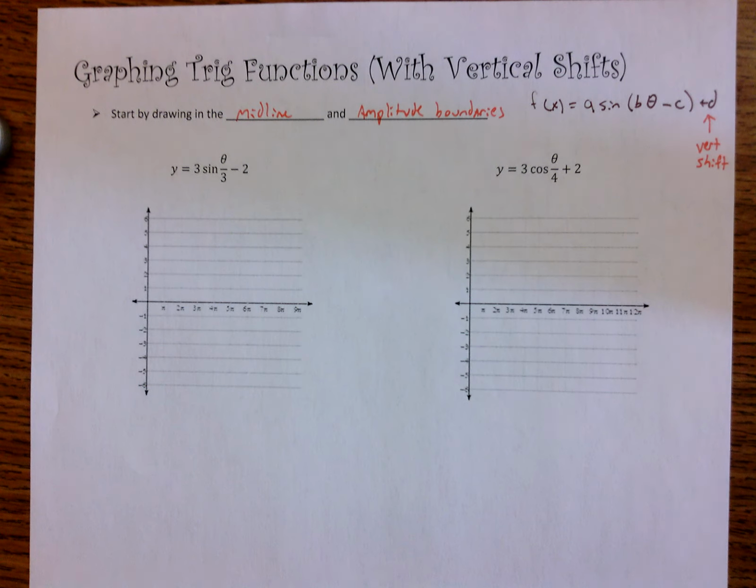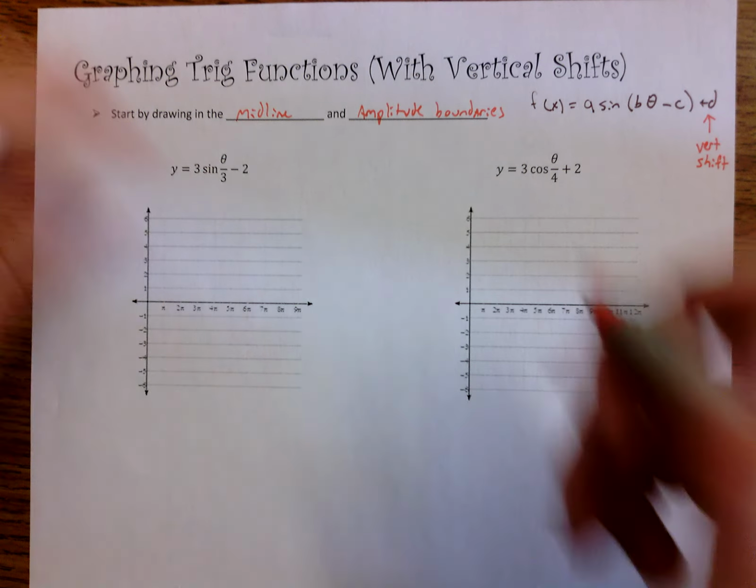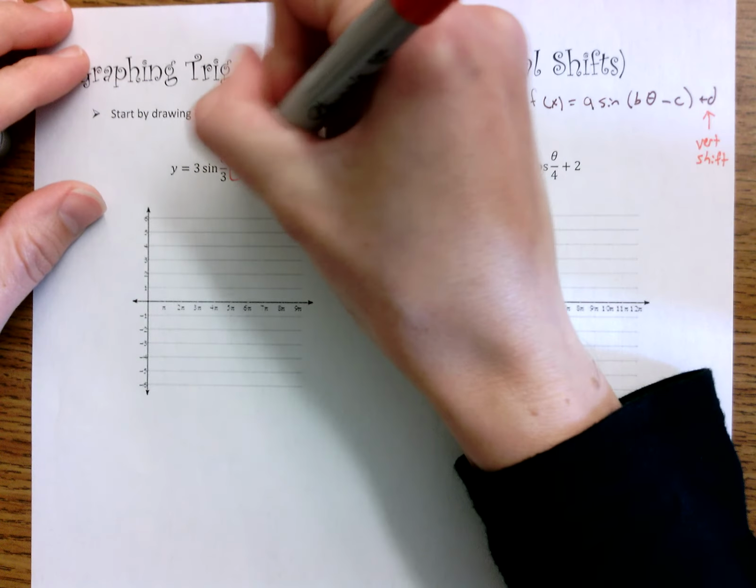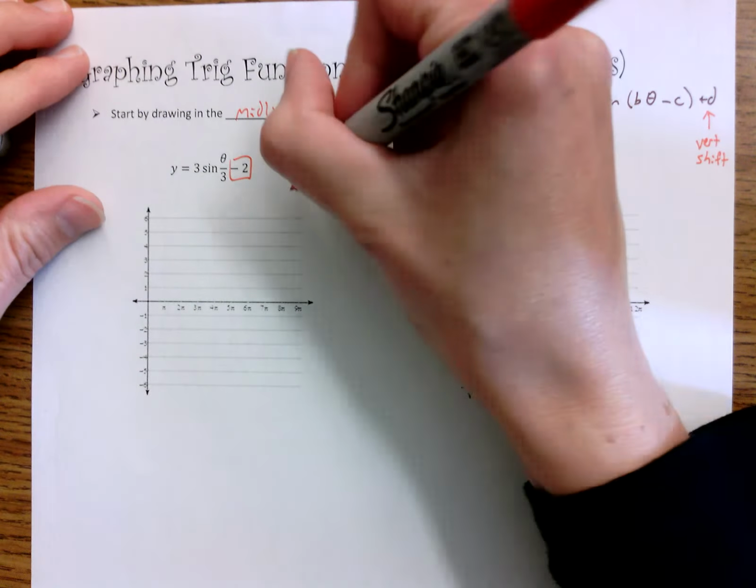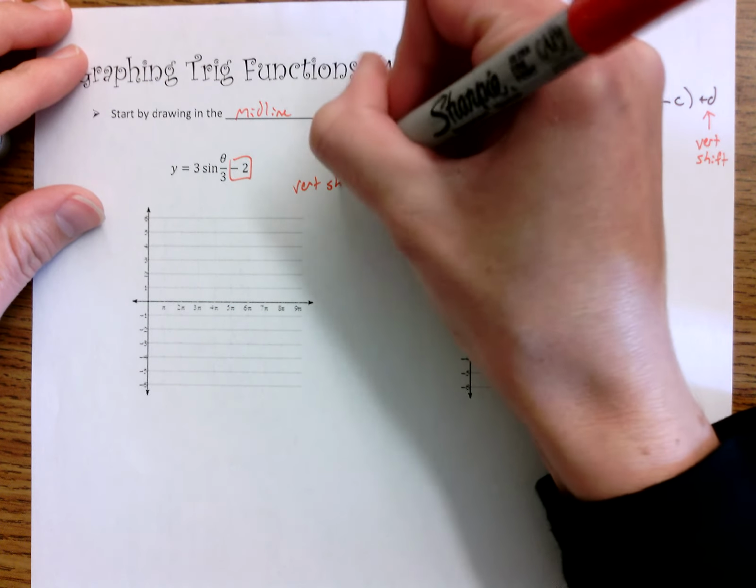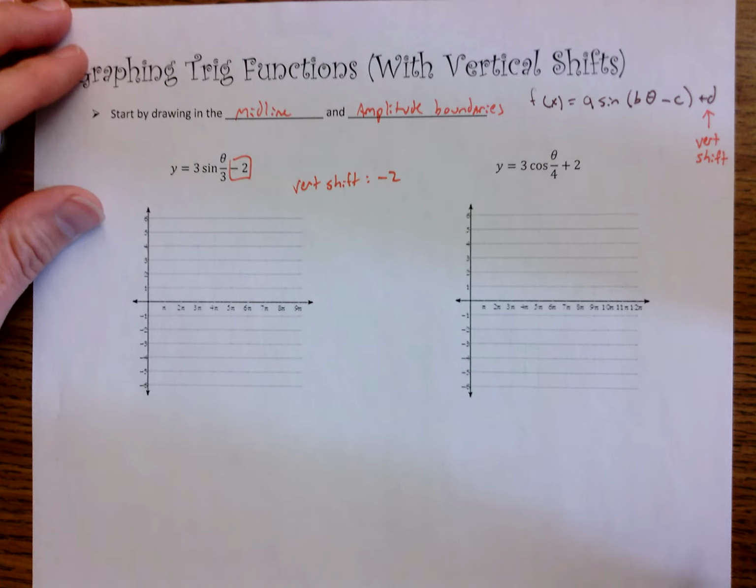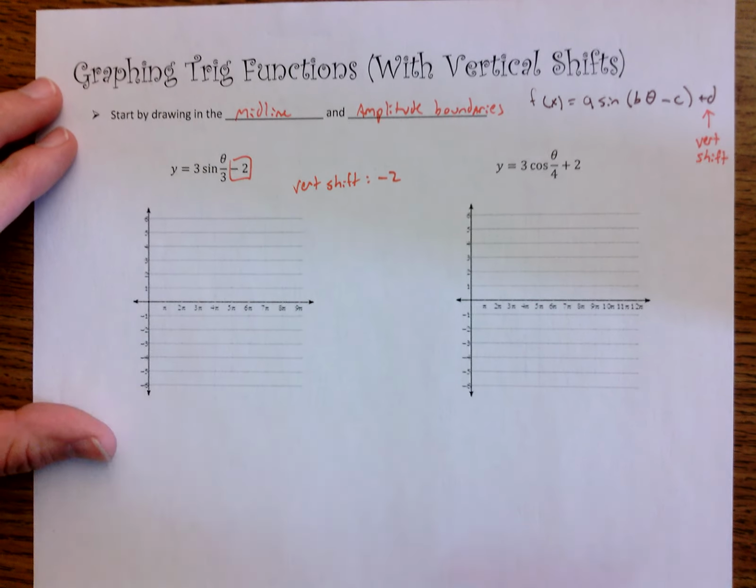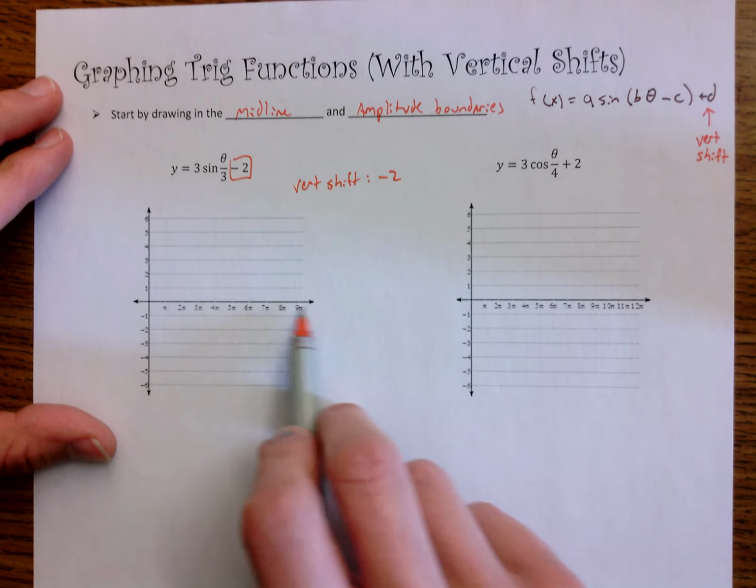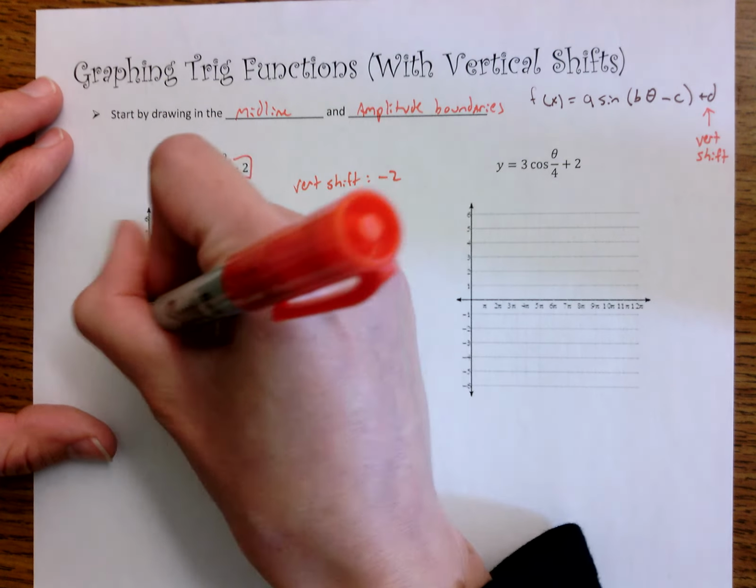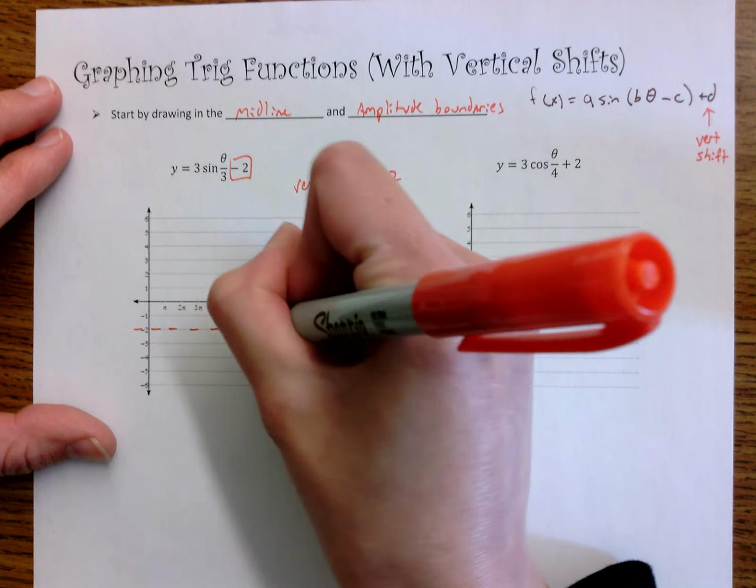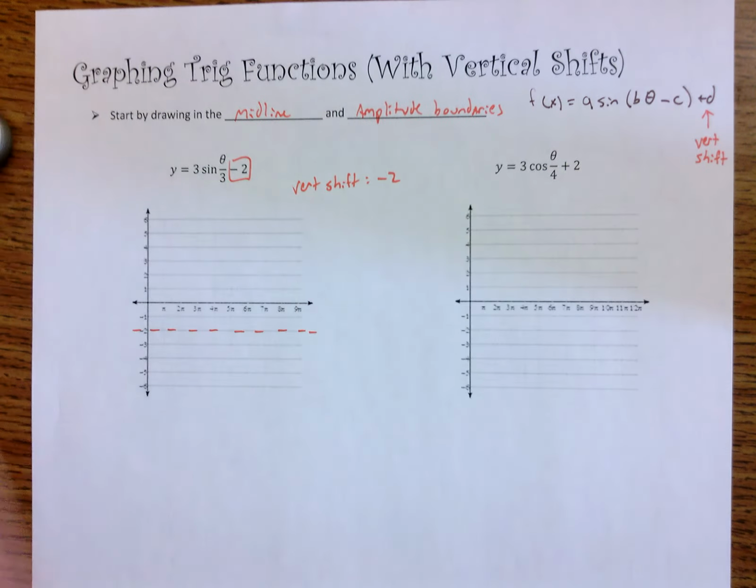All right, so let's look at an example here. The first thing I'm going to look at is this number at the end. This -2 tells me that I'm going to have a vertical shift of -2. So the entire graph is going to slide down. Where my midline used to be on the x-axis, it's now been slid down and is going to be here. That's my new midline.